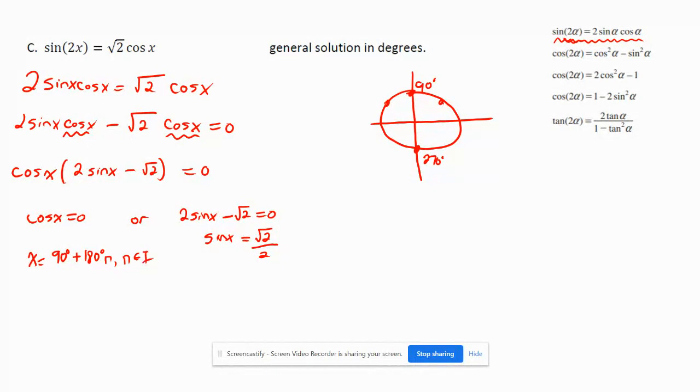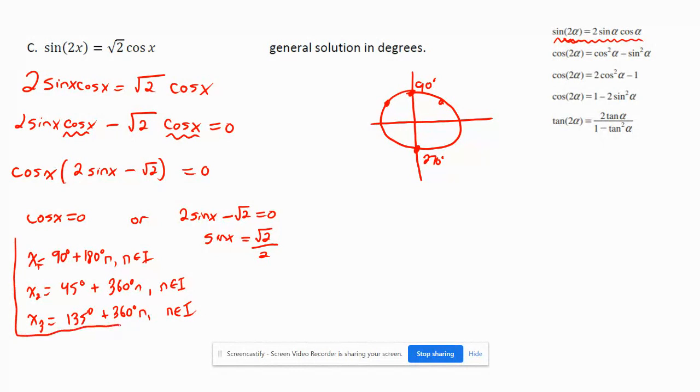And then we're going to do each of these solutions here individually. So I can call this one x1. x2 is going to be 45 degrees plus 360n. And then x3 is 135 degrees plus 360 degrees n. And these three parts together, like this, is going to be our solution to this equation over here.